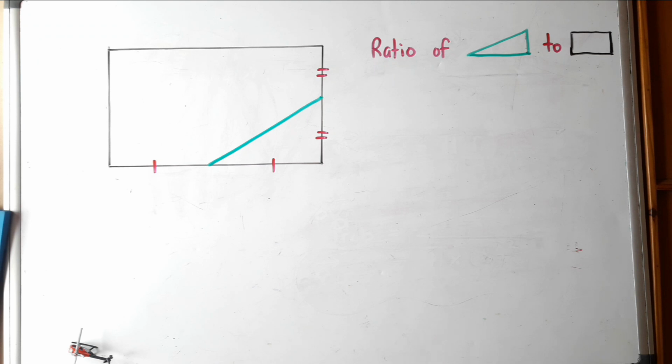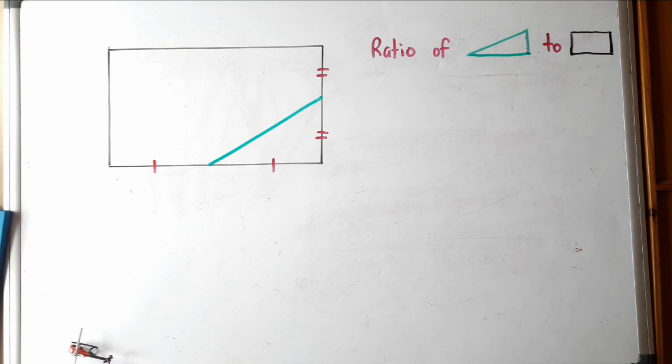Here's another question that not as many people asked me as the last one. I think it's about 5 or 6 people only. They wanted to know the ratio of the triangle to the entire rectangle. And they gave you no values in this. So this is how you go about a question like this.